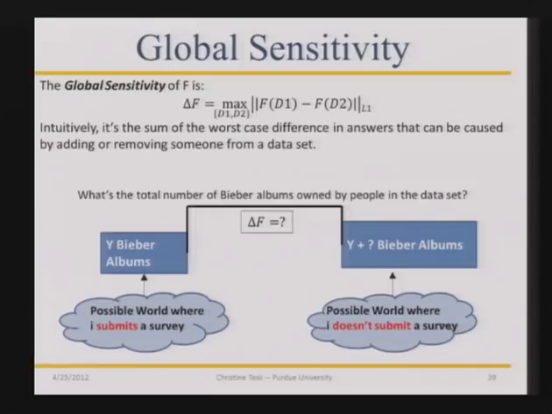What's the total number of Bieber albums owned by people in the data set? So now people can own multiple Bieber albums. So adding one person, having one extra person take a survey, is going to increase the count by possibly more than one. Does anybody know what the worst case on this is?